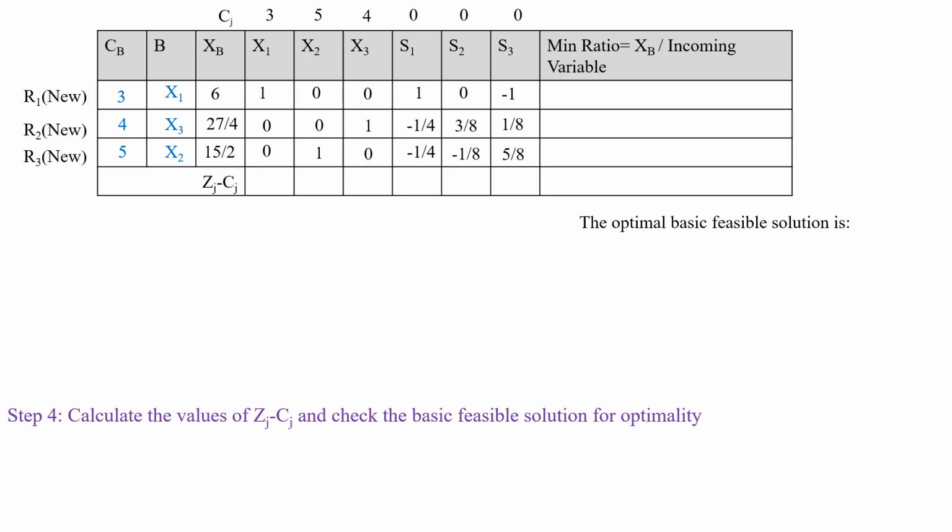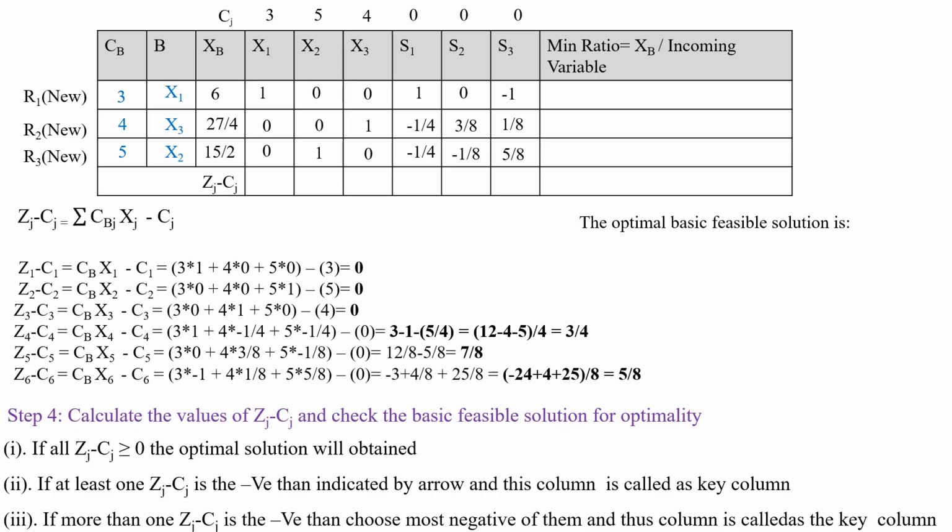Next we calculate the Zj minus Cj values and check the basic feasible solution for optimality. So first I have to calculate Z1 minus C1, so that is 3 into 1 plus 4 into 0 plus 5 into 0 and minus 3, its value is 0, and next one is 3 into 0 plus 4 into 0 plus 5 into 1 minus 5, it is 0, and next one is 3 into 0 plus 4 into 1 plus 5 into 0 minus 4, its value also is 0.